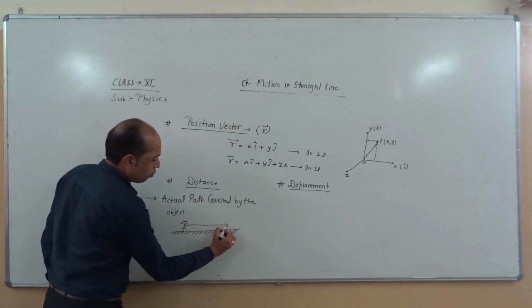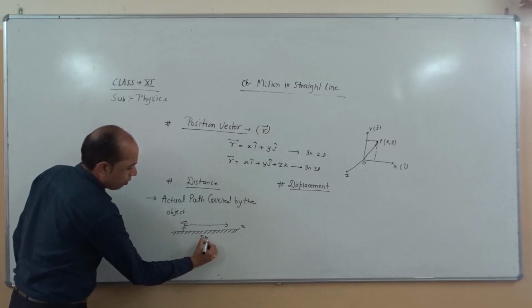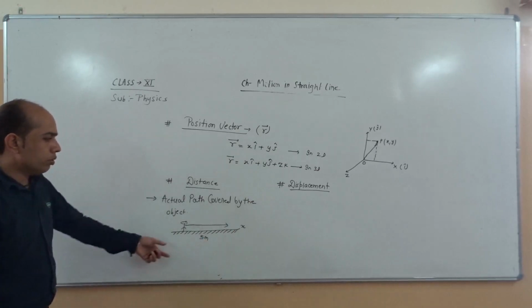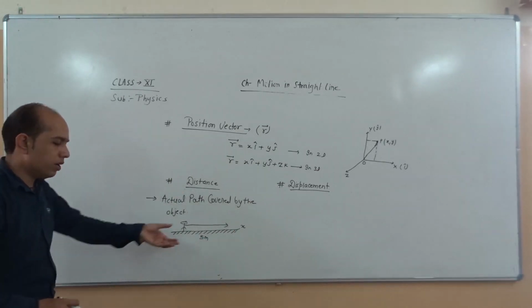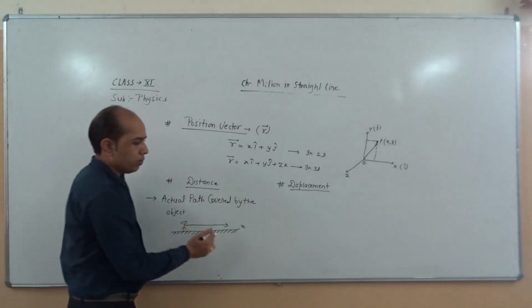So suppose it moves along the x direction, say 5 meter. So this defines distance: a 5 meter distance is to be traveled by a person. Next we come to displacement.